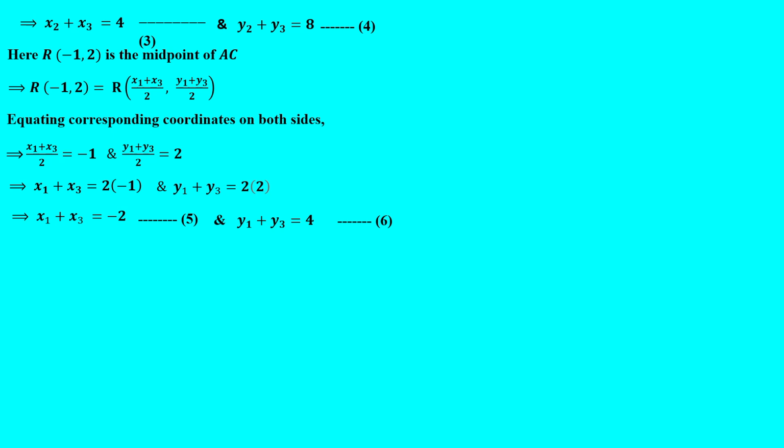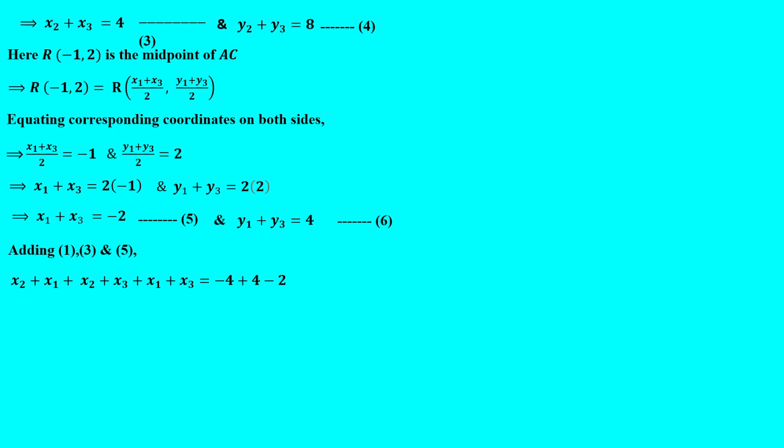Solving these 6 equations, we will get the values of the 6 variables x1, x2, x3 and y1, y2, y3. So adding 1, 3 and 5. First equation: x2 plus x1 equal to minus 4. Third equation: x2 plus x3 equal to 4. And fifth equation: x1 plus x3 equal to minus 2.